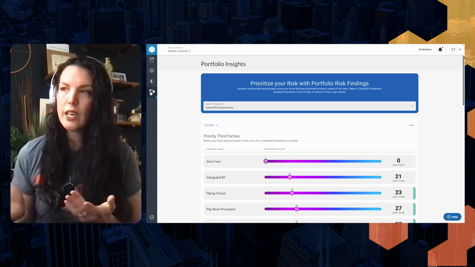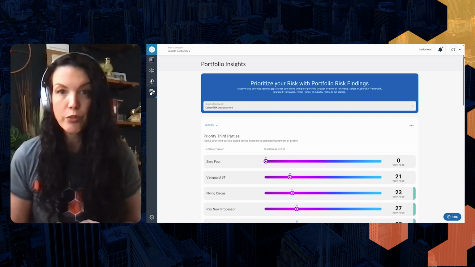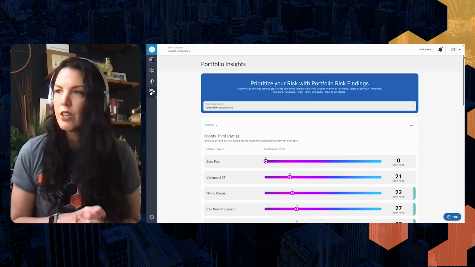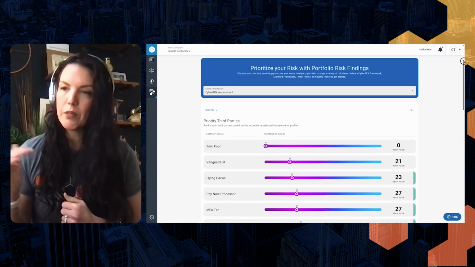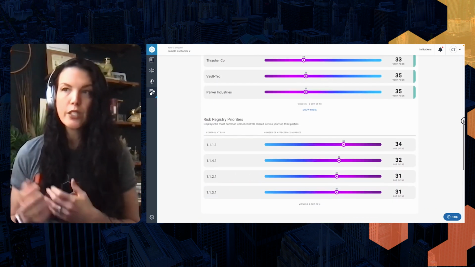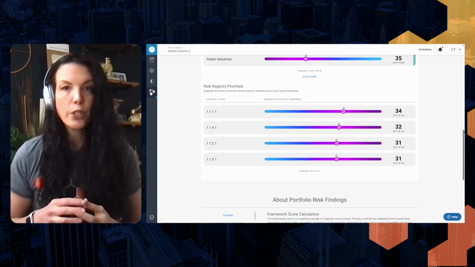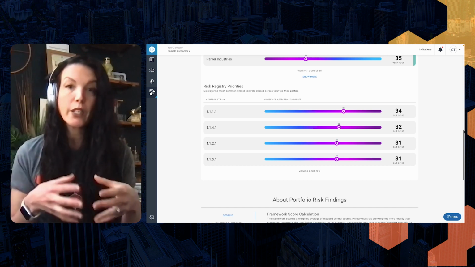So again, looking at the portfolio risk finding feature, we can keep it with the CyberGRX control framework, and just going down, we know who our riskiest third parties are. We've talked about that quite a bit, but the next chart below the list of your third parties is your risk registry. So this is your priority controls. This is showing you where the biggest gaps exist across your entire portfolio by control area.